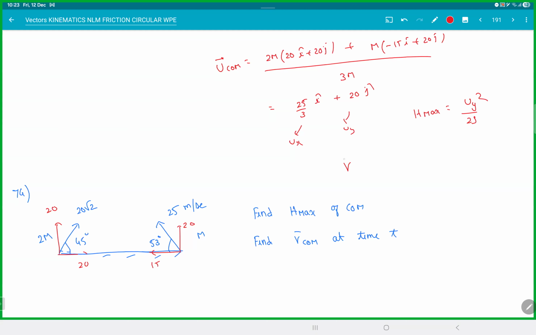You want the velocity of the center of mass? The velocity of the center of mass will be the initial velocity of the center of mass plus the acceleration of the center of mass into time. The acceleration of the center of mass is minus 10 j cap. Just substitute there and finish it off. Clear about that? You can just do v equals u plus at and you're done. All clear?